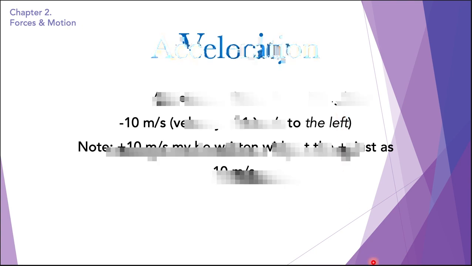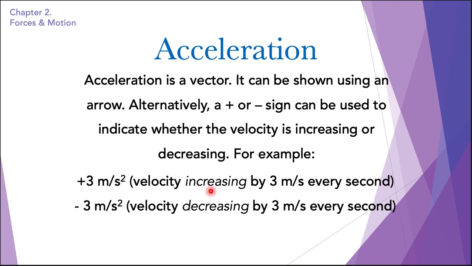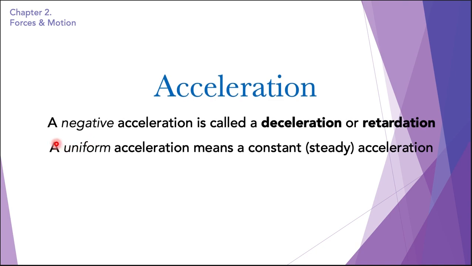With acceleration, the plus sign will mean the velocity is increasing. So in acceleration, the plus sign means that the velocity is increasing, which means that the speed is also increasing. So the object is speeding up. And the minus sign means that the velocity is decreasing, which means that it is slowing down. The plus and minus signs do not tell us the direction. A negative acceleration is called a deceleration or retardation, which means when an object is slowing down.